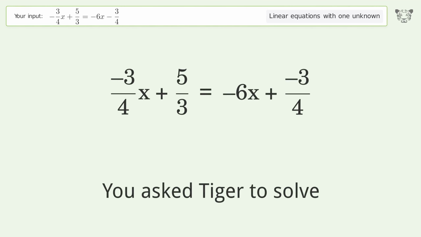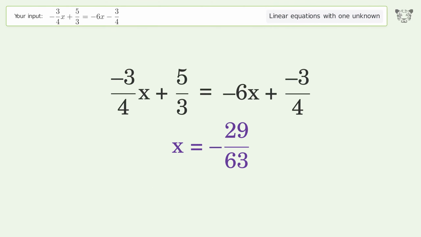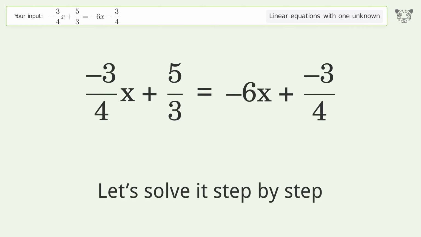You ask Tiger to solve. This deals with linear equations with one unknown. The final result is x equals negative 29/63. Let's solve it step by step.